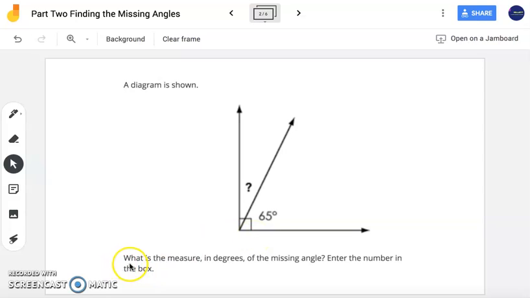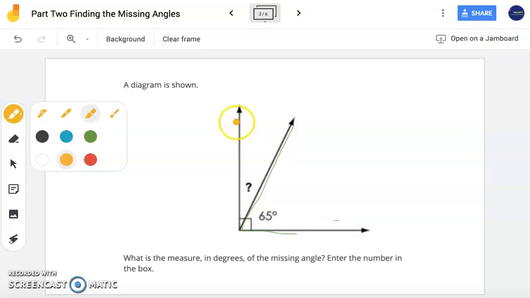Now the question here asks, what is the measure in degrees of the missing angle? Enter the number in the box. So my missing angle is right here. Notice here, they gave us 65 degrees, and 65 degrees measures the angle that I'm drawing in green. However, we need to figure out this missing angle here, which I'm going to draw in yellow. And that's the piece we need to find.